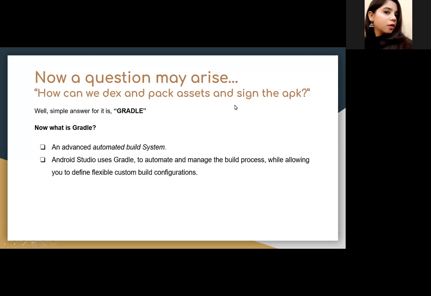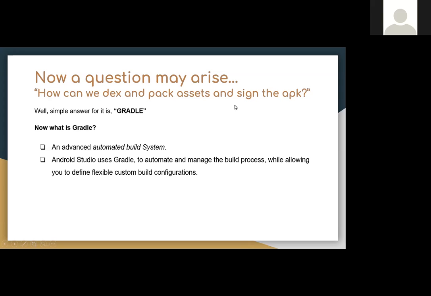Now what is Gradle? It's an advanced automated build system. All you have to do is open up Android Studio, write your code, write your XML code, drag and drop the things that you need in your application, write their functionality in your Java classes, and then just click run. There's even a shortcut key, just do that and all of your work will be done. Then you can run that application on your mobile phone, or in your emulator.